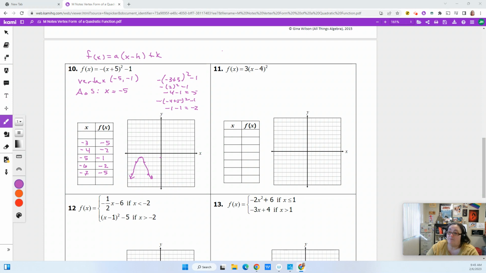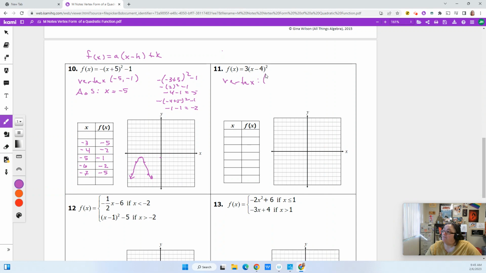All right, when I do number 11, it is going to have a vertical stretch. And I know that because it's got that 3 out front, which means that it's going to be like a skinny parabola. It's going to grow rapidly, quickly. But it's sort of irrelevant when we're just looking for the vertex and the axis of symmetry.